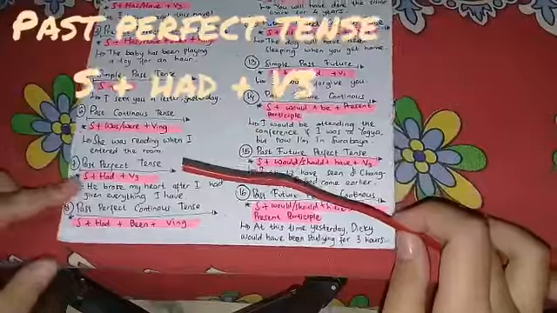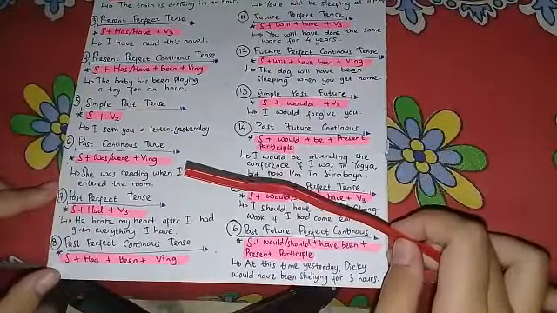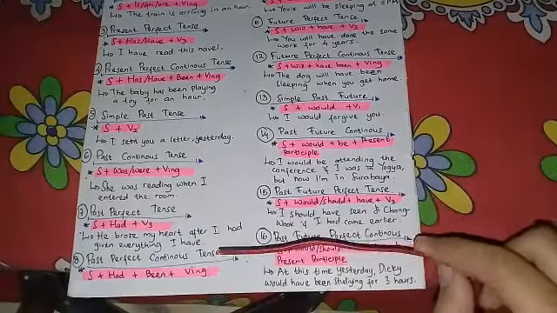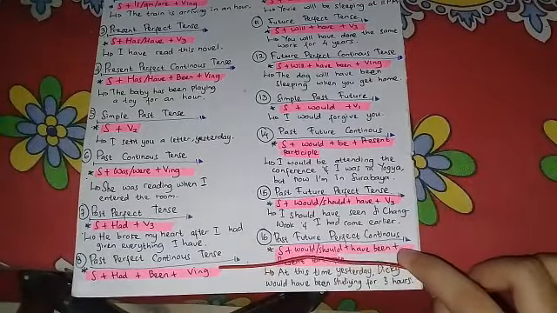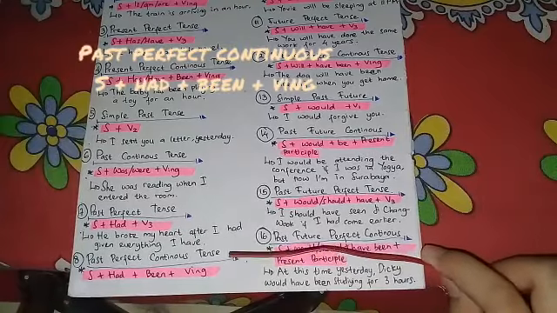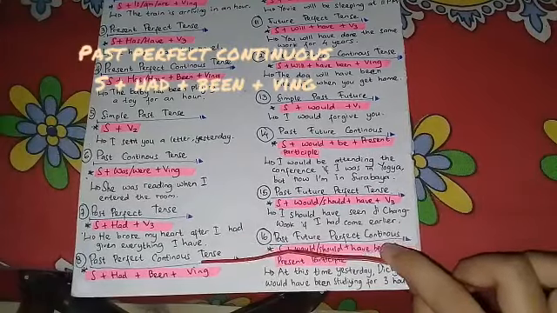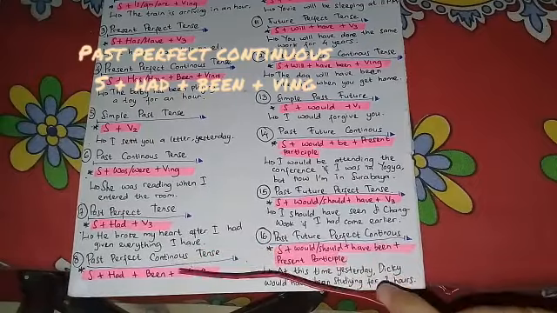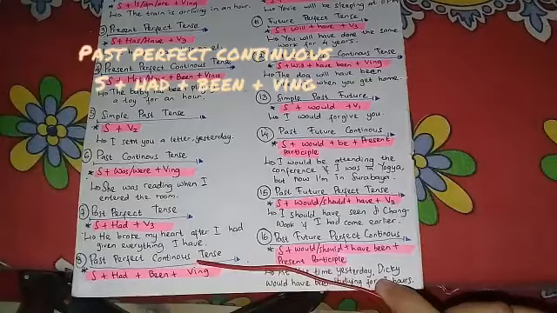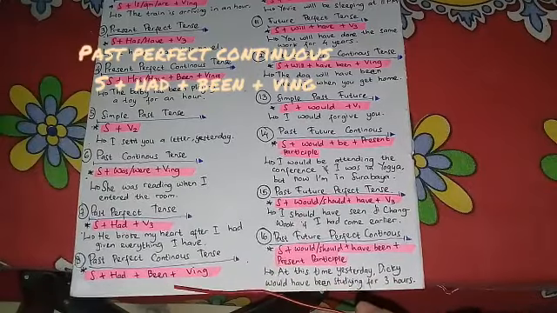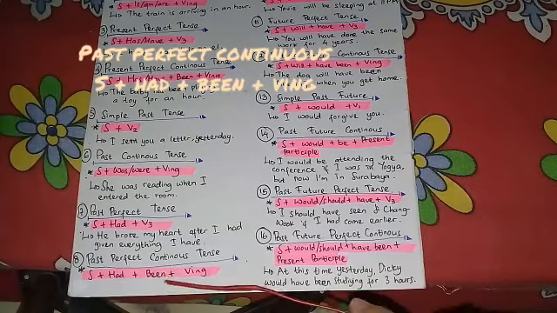Number 8, past perfect continuous tense. Past perfect continuous tense is used to indicate an action that occurred in the past and was completed at a certain time in the past as well. This tense emphasizes the duration of the event. This tense is also used in reported speech.